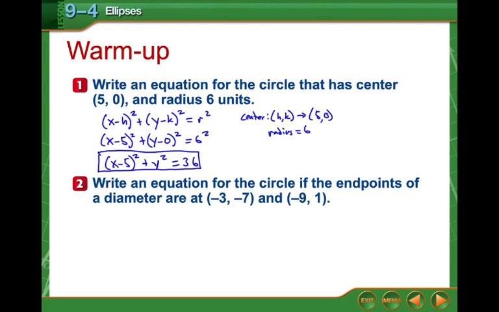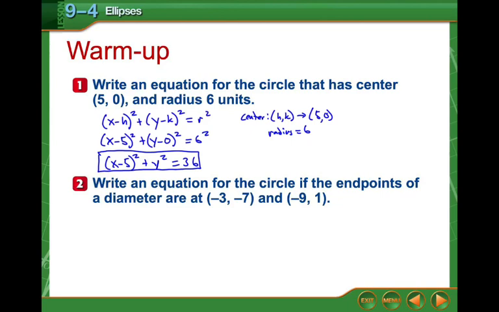Number 2, we're doing the same thing, but now we have the endpoints of a diameter given to us. For this one, we need to actually do some work, because the problem we did last week gave us two x values that were the same. So we knew that the diameter we were given was a vertical diameter. In this case, we don't have anything that's common, so it's a diagonal diameter.